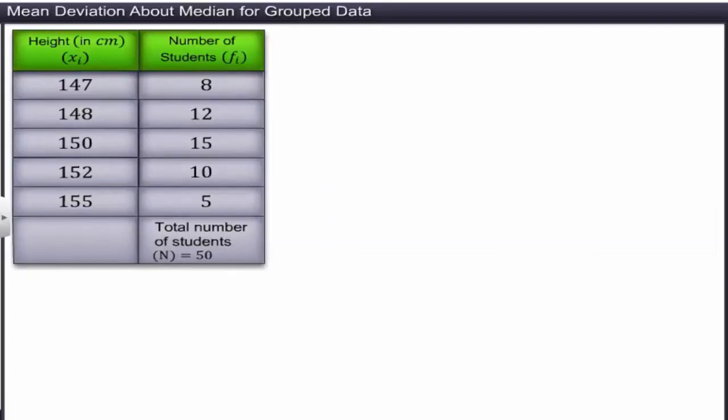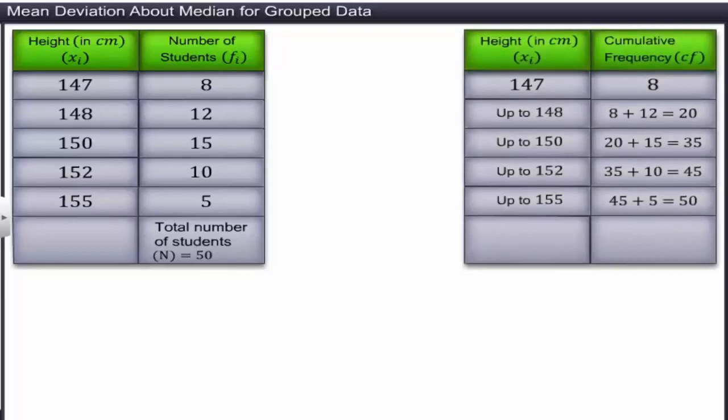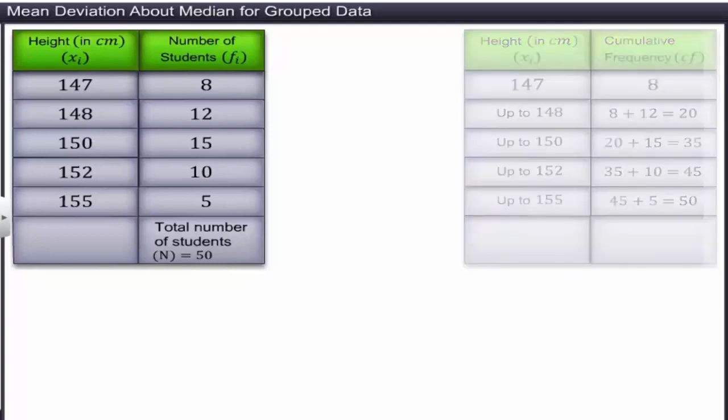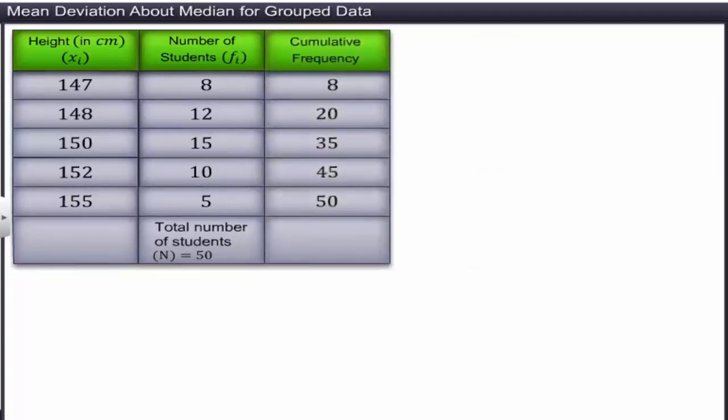We'll find the mean deviation about the median of the given data. Let's first find the median height of the data. As we notice here, the heights are arranged in ascending order. Now, the cumulative frequencies are calculated as shown. The cumulative frequency that we obtained is shown.